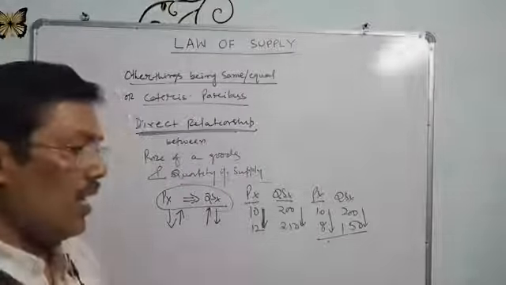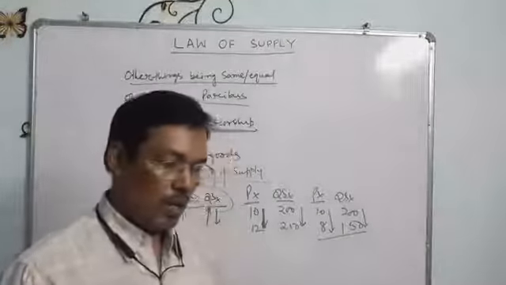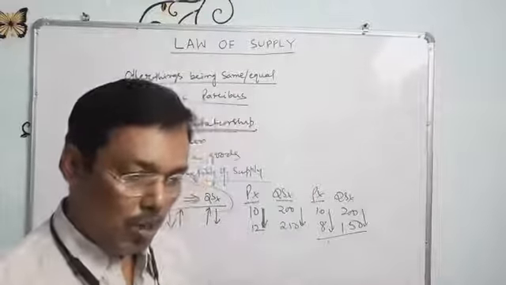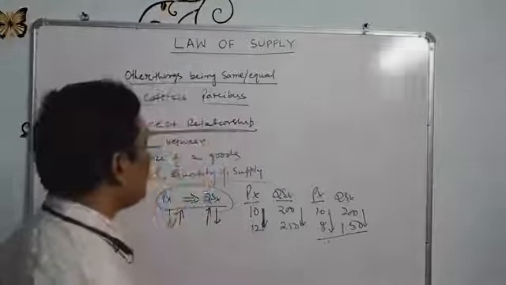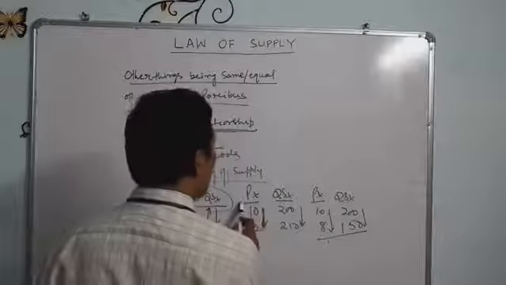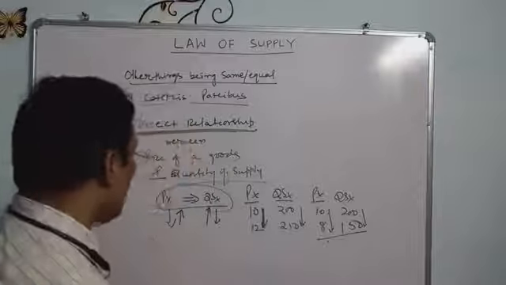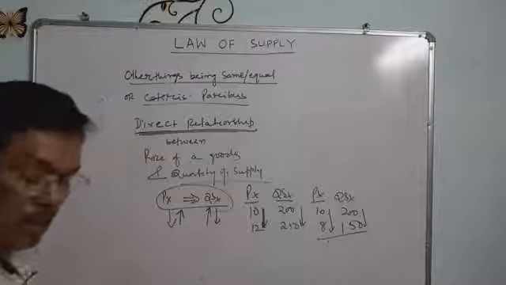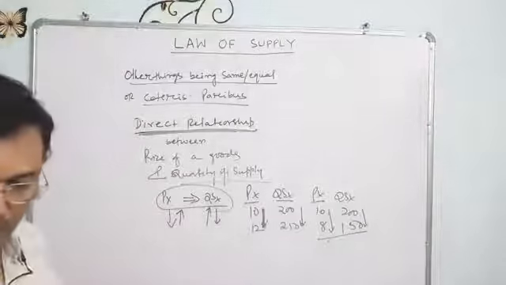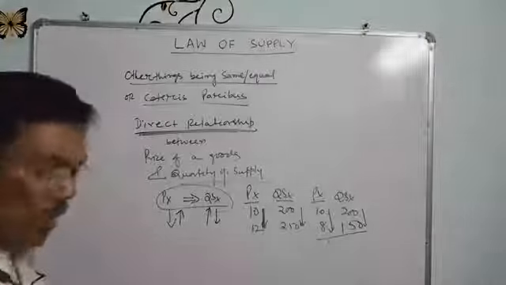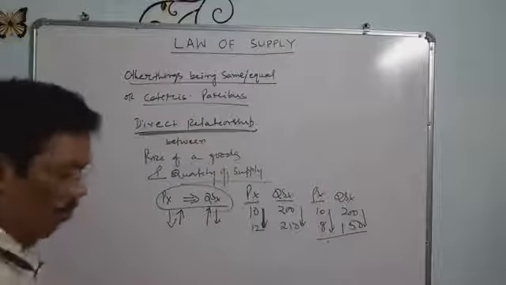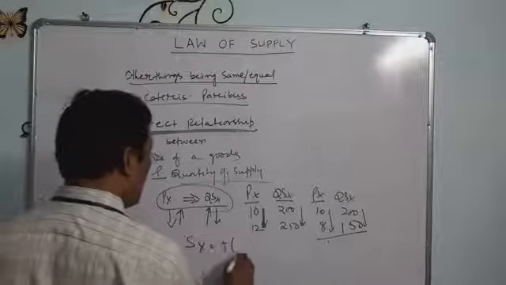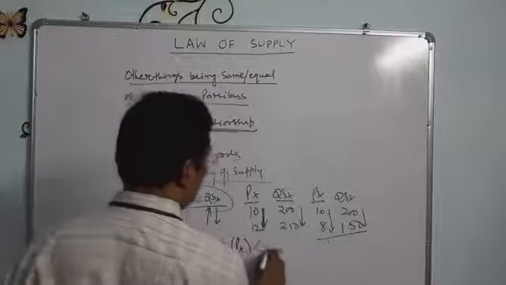So in our analysis of the law of supply, although other things remain the same, ceteris paribus, our analysis will always be between price of the goods and quantity of supply of the goods. So we can say that symbolically the law of supply can be expressed as: supply of X equals function of price of X, ceteris paribus.